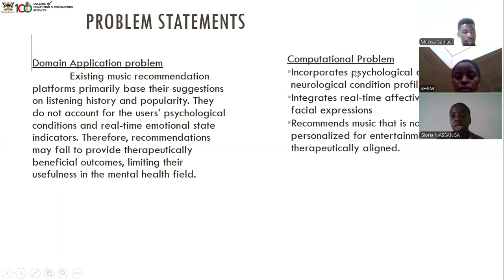And then we talk of the computational problem. The project incorporates psychological and neurological condition profiling. That's they profile your music taste based on your psychological and neurological conditions, and then integrate real-time affective cues from facial expressions and wearable devices to determine whether you're stressed, angry, sad, happy, disgusted, and then recommend music that is not just personalized for entertainment, but also therapeutically aligned.